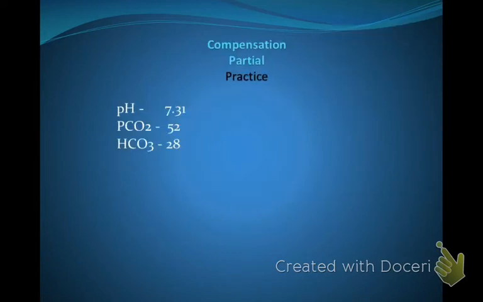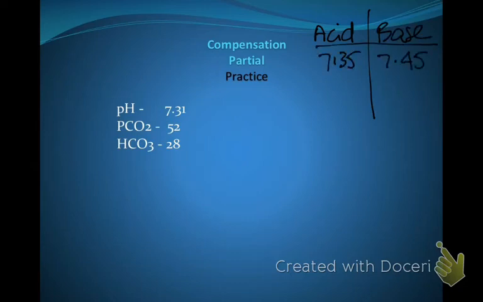So let's look at a partial compensation. Again, I'm going to write my little table because I'm a visual person and I like to see it. So 7.35, 7.45, 45, 35, 22, 26, respiratory, metabolic. All right, so is the pH on your acidic side or your base? So looking at this, it's 7.31, so I'm looking at more acidic, right?